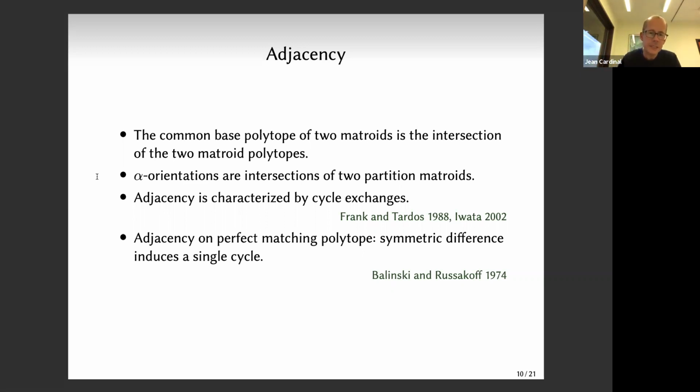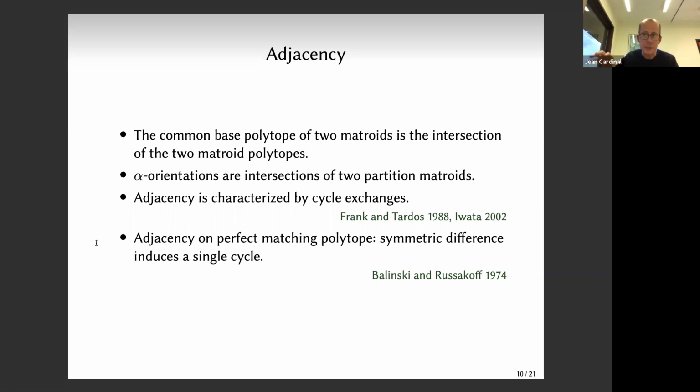There are very simple partition matroids such that the intersection of those are alpha orientations. And there's this famous theorem that says that the common base polytope, meaning the convex hull of all bases that are common to both matroids, is the geometric intersection of the two matroid polytopes. And adjacency on this polytope is characterized by cycle exchanges.